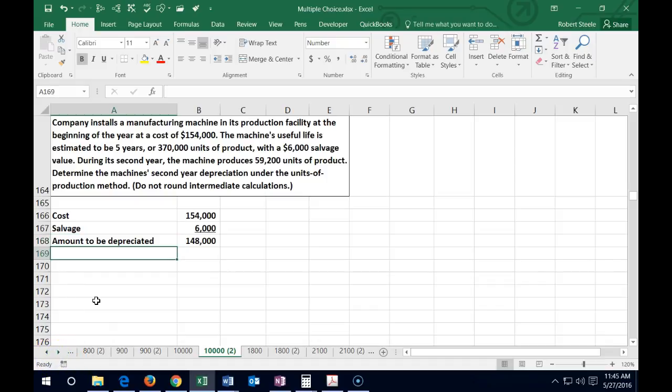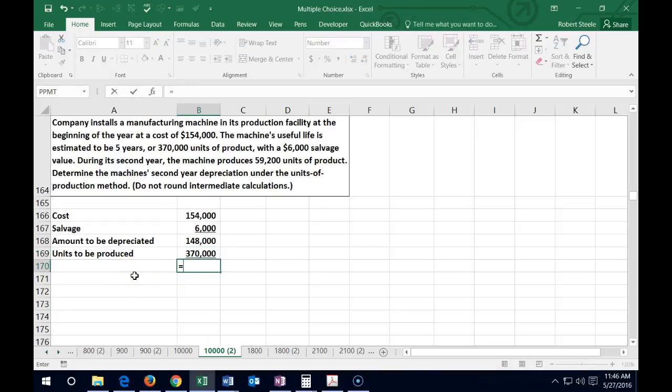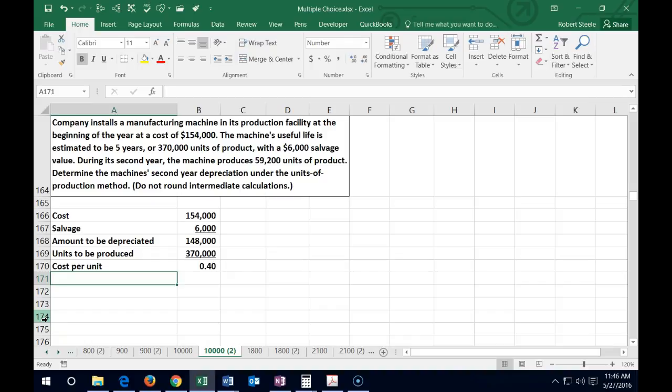Now we need to figure out the amount per unit. How much does it cost per unit? We need to have the total units to be produced. The total units that could be produced are 370,000 units. So we're not going to take the 5 years. We're going to measure it in terms of units. If we divide that out, this is the 148,000 cost divided by the number of units that we think can be produced over the useful life. And that will give us, if we go to the Home tab, Number group, and increase decimals, about 40 cents per unit. So this is the cost per unit, or depreciation per unit, that we will charge.